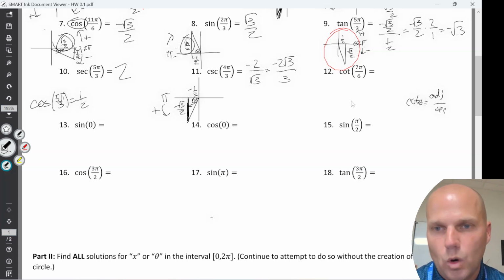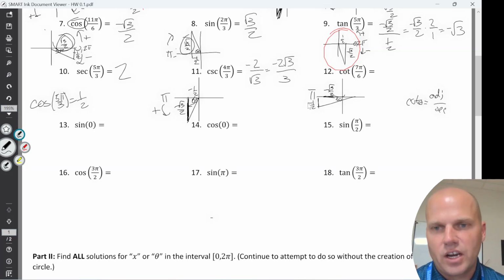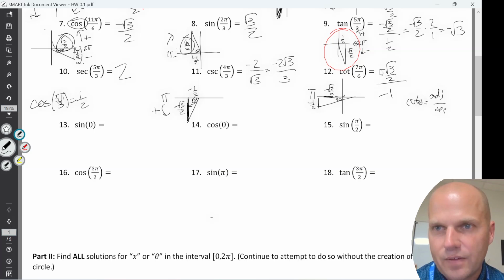7 pi over 6 is 1 pi over 6 more than 6 pi over 6. Here is 6 pi over 6, which is the same as pi. I will add a pi over 6, 30 degrees. Here is my triangle that I know. And that triangle is negative root 3 over 2 and negative a half. Adjacent over opposite would be negative root 3 over 2 over negative a half, which ends up being positive root 3.